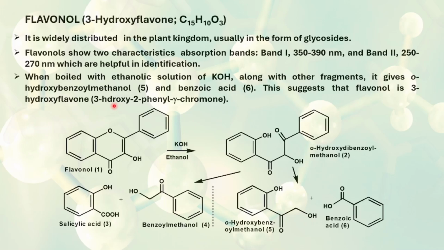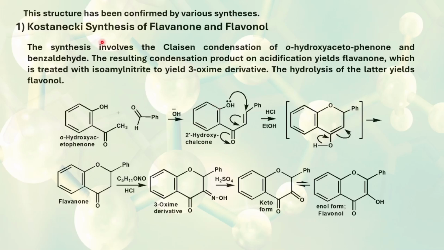ortho-hydroxybenzoyl methanol. Here is a compound, ortho-hydroxy benzoic acid. This suggests that flavonol is 3-hydroxyflavone, 3-hydroxy-2-phenyl-gamma-chromone. This structure has been confirmed by various syntheses.